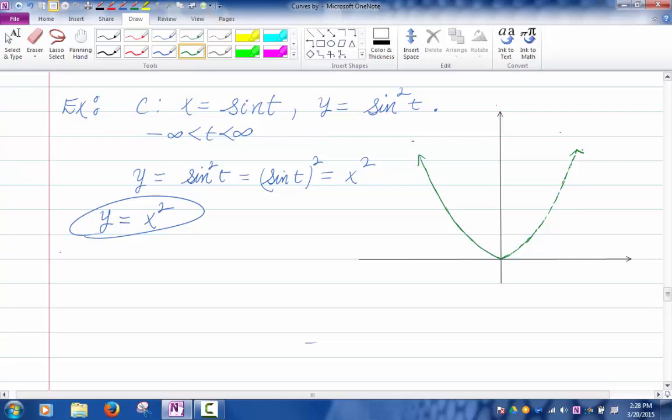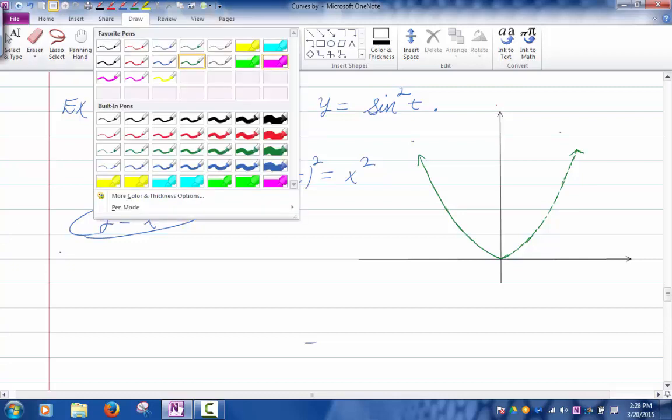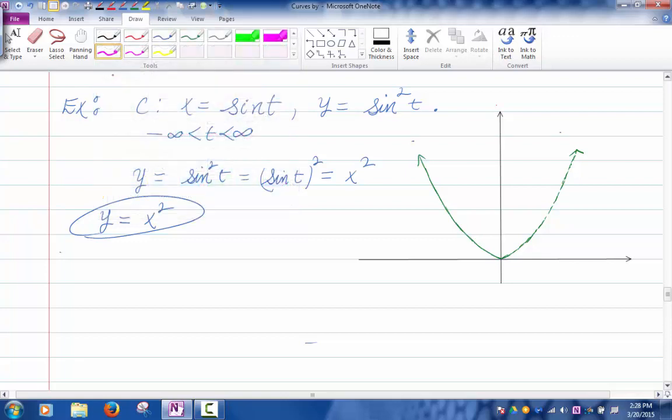Negative 1 to 1? Yeah. Y is from 0 to 1. What? Yeah. So what he's saying is that the curve C would be only this part. Only this part, where this is 1, this is negative 1, and the height here is 1.